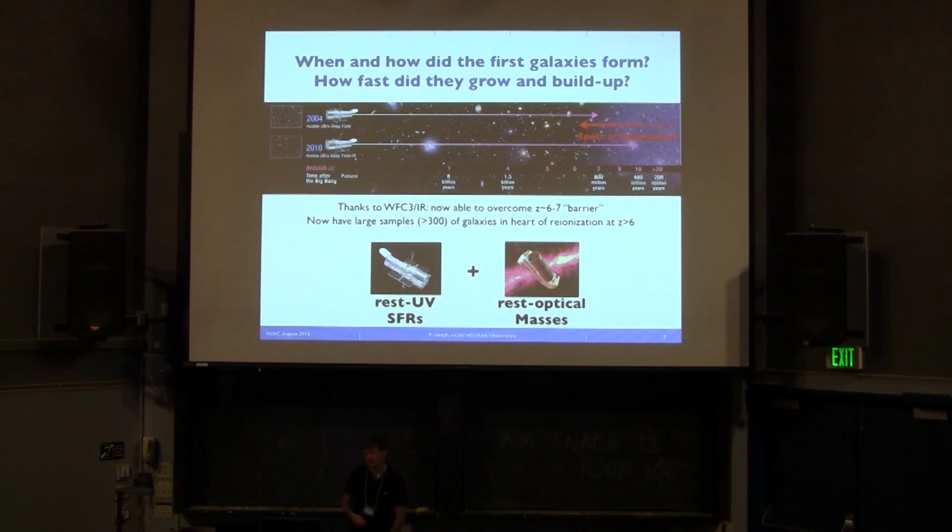When and how did the first galaxies form? How fast did they grow and build up? And so today, in particular in the second part of my talk, I want to combine our HST imaging with very deep rest frame optical imaging from IRAC, and so we can get a constraint on the star formation rates from HST and on the masses from IRAC.